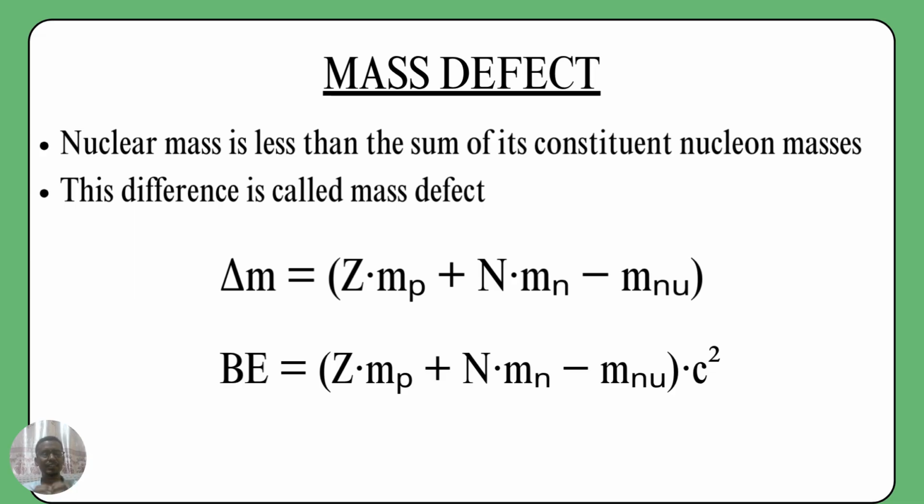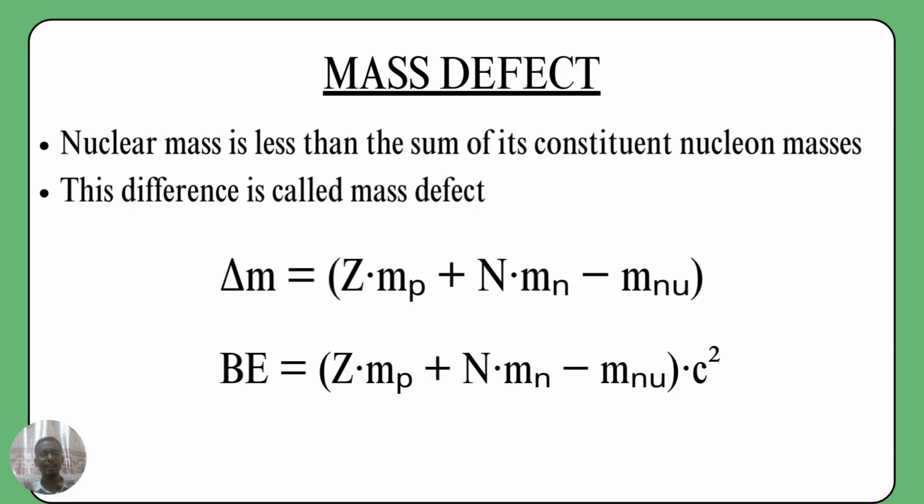So nuclear mass is less than the sum of its constituent nucleon masses. This difference is called mass defect. Mathematically, the mass defect equals the number of protons times the mass of a proton, plus the number of neutrons times the mass of a neutron, minus the mass of the nucleus.